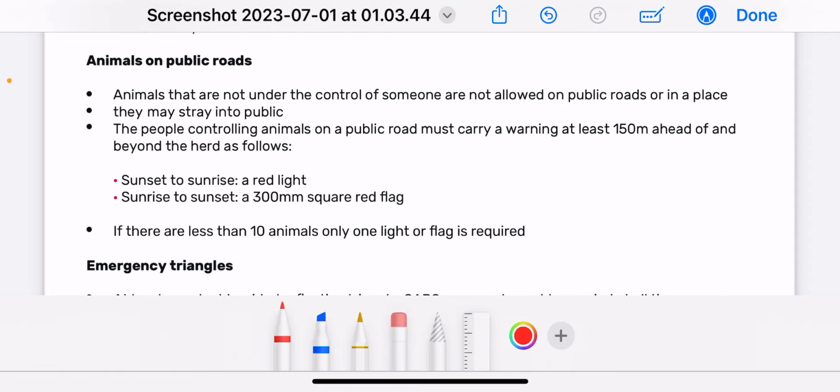So from sunset to sunrise, they must carry a red light. Sunrise to sunset, they must carry a 300 millimeter square red flag. Okay. If there are less than 10 animals, only one light or flag is required.